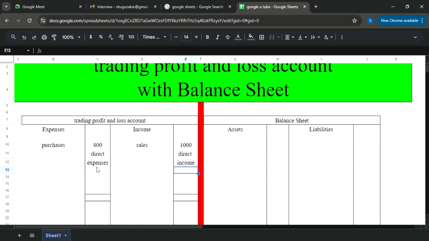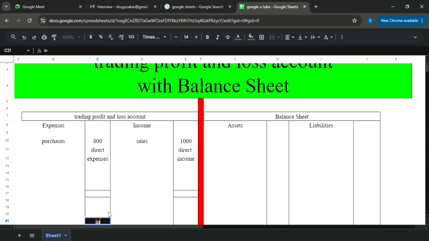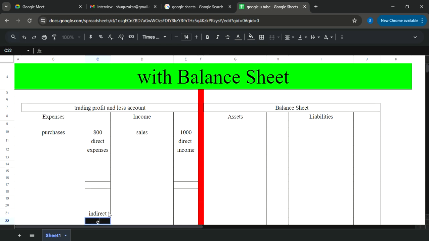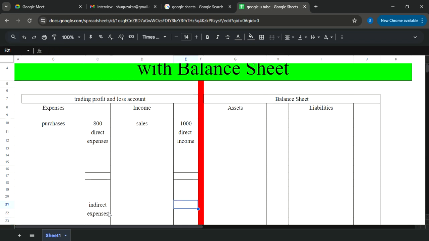And expenses which are non-business or indirect or which are not directly related with your business, they would be called indirect expenses. So we have divided it into two parts, indirect expenses, and here you will write indirect income, and here I'm going to write it over here.